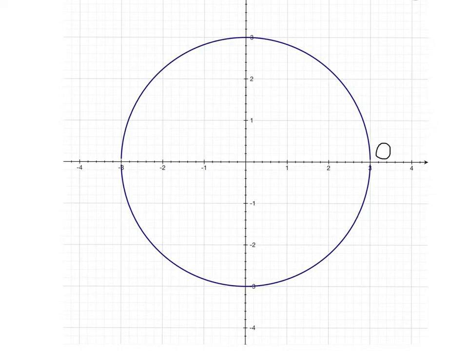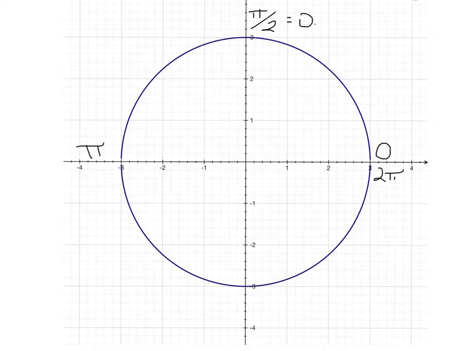So we know that that's 0, this here would be pi, and then if we go all the way around we get to 2 pi. Now let's focus up here for a second. We know that that would be pi over 2. Now another way of thinking about pi over 2 is that that is half of pi.